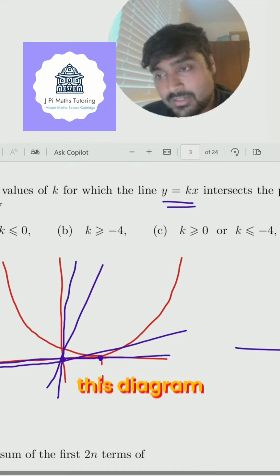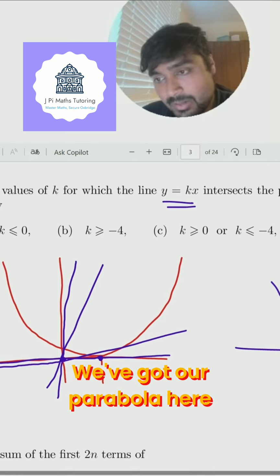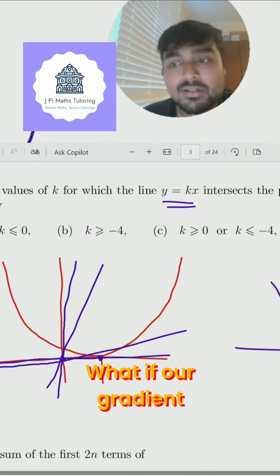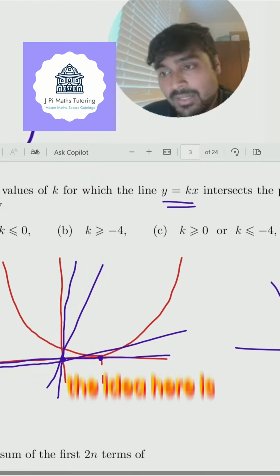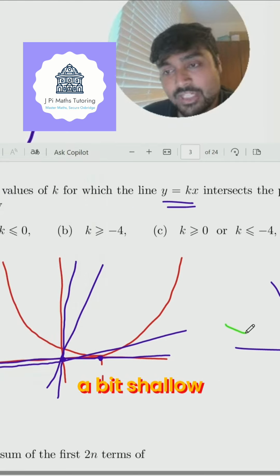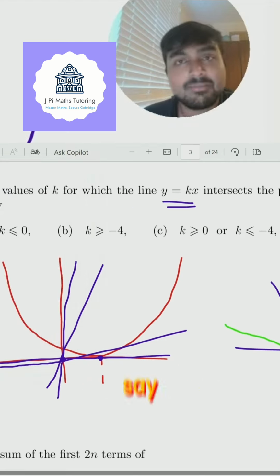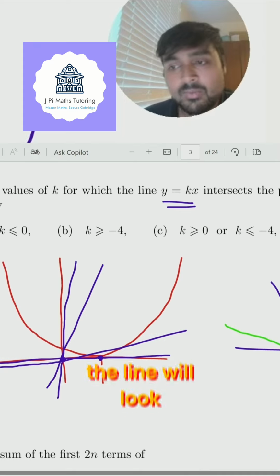So let me just redraw this diagram. We've got our parabola here. What if the gradient of our line goes negative? Well, the idea here is if the gradient is a bit shallow, so if k is, say, minus 0.1, the line will look like this.